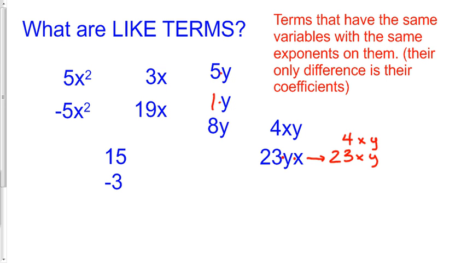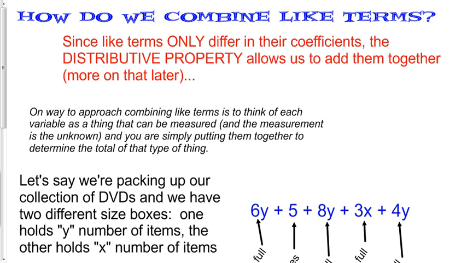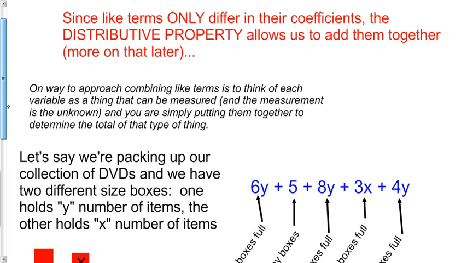So now that you know what like terms are, now we can go further with this, and what we might want to do is combine like terms. Now, since our like terms only differ in their coefficients, it's actually the distributive property that lets us add them together. But that's not how we're going to look at it right now. We're going to keep it very intuitive at this point.